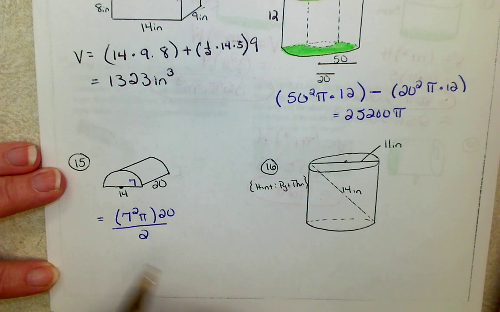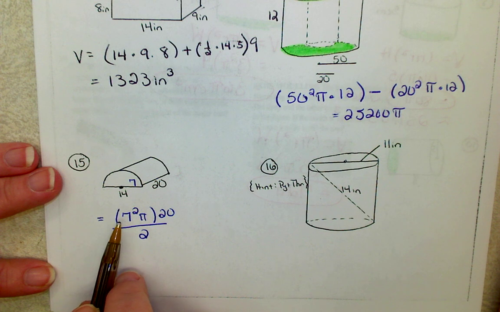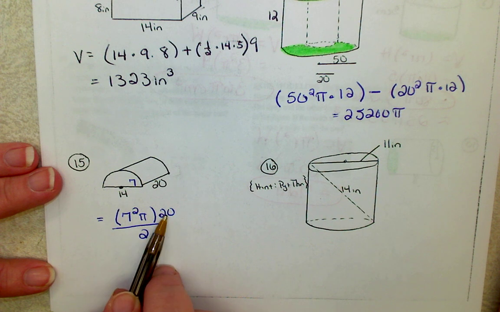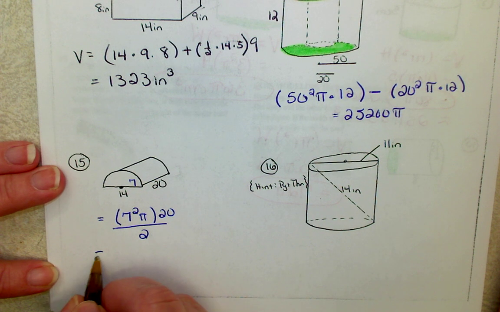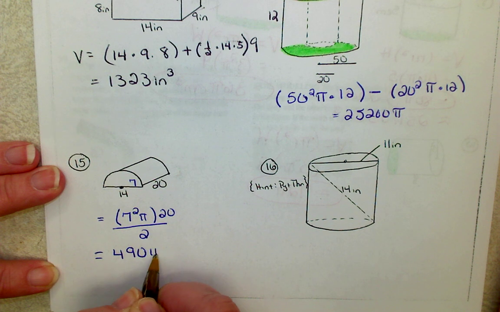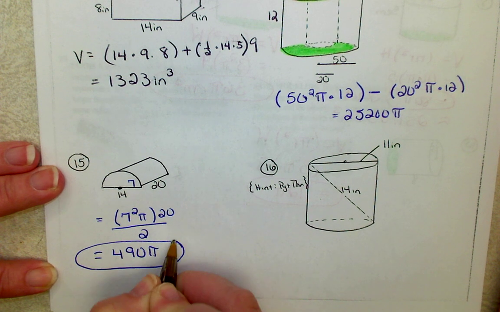Okay, so 7 squared is 49. Half of 20 is 10, and 10 times 49 would be 490. So we're going to get 490 pi.